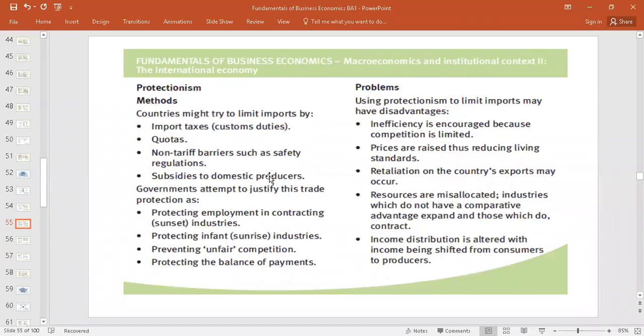So as part of protectionism, see what actually happens. Countries might try to limit imports by import taxes, having a quota restriction on what has to be imported, and non-tariff barriers such as safety regulations and subsidies to domestic producers. This is to protect the domestic players. So by limiting imports, just a second.